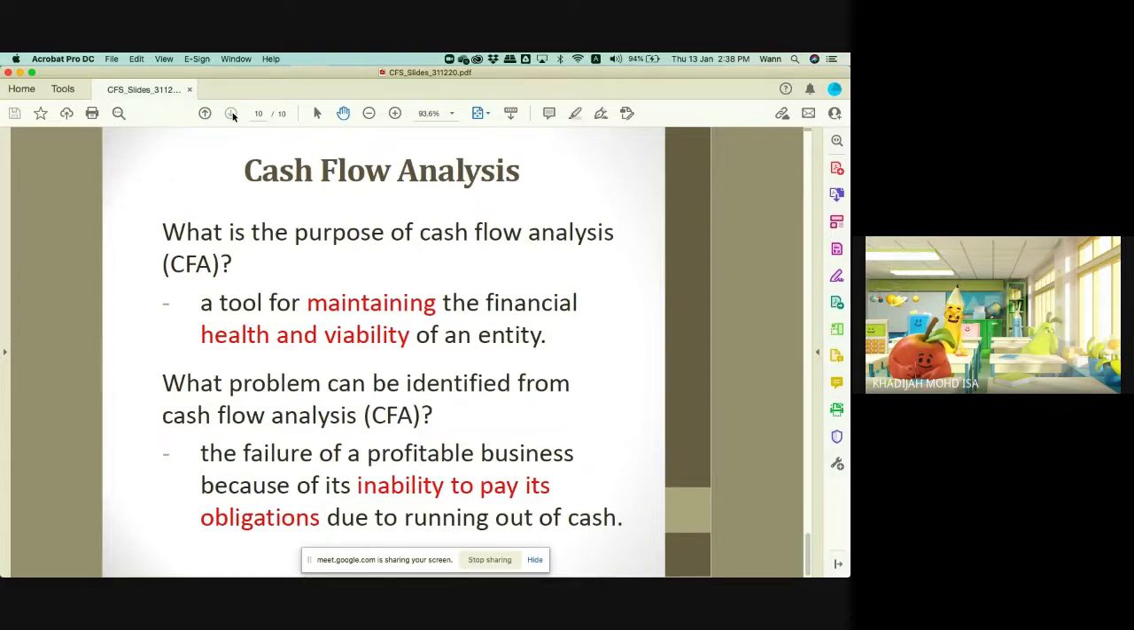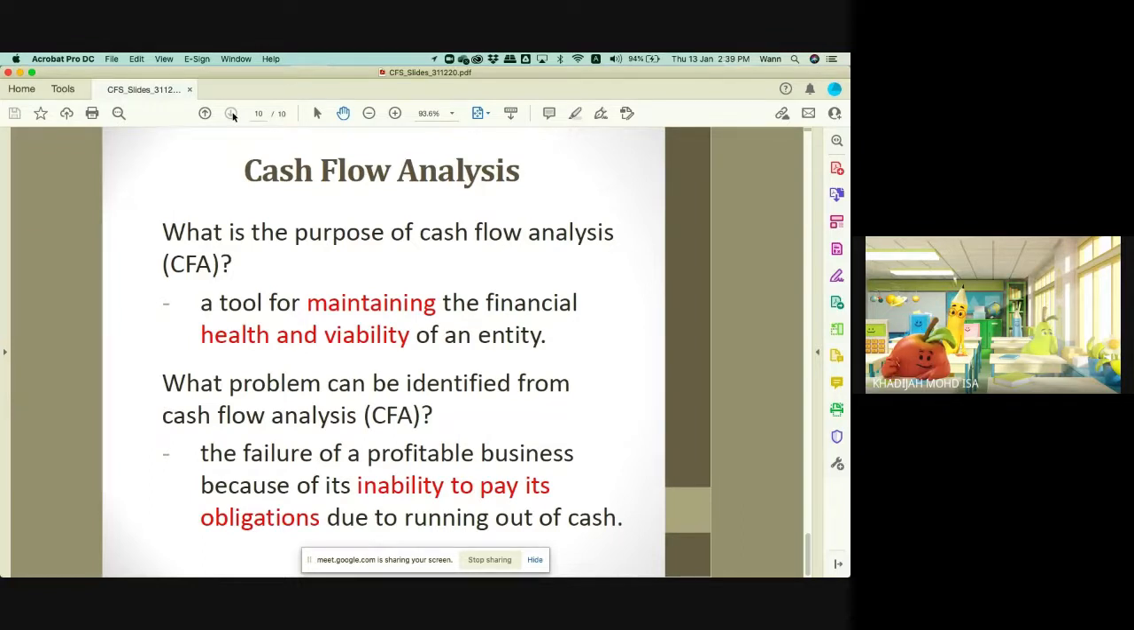Right, what is the purpose of cash flow analysis? Why do you want to analyze your cash flow? It is in order to maintain the financial health and viability of an entity. What problem can be identified from cash flow analysis? You can see the failure of a profitable business because of its inability to pay its obligations due to running out of cash.